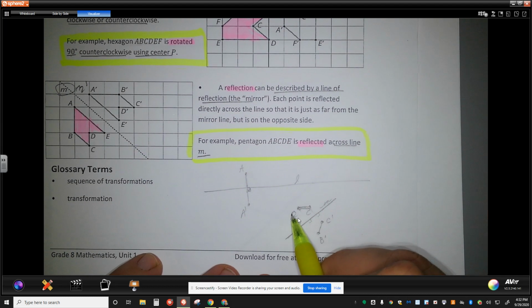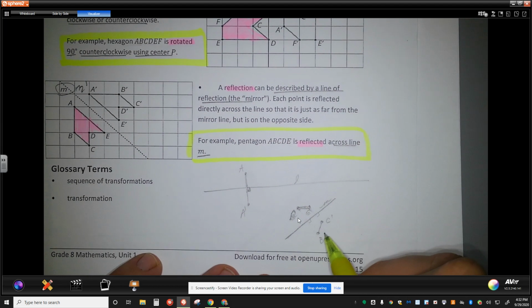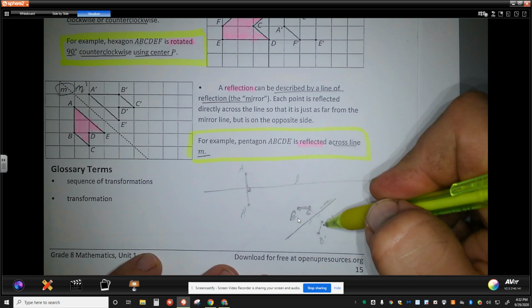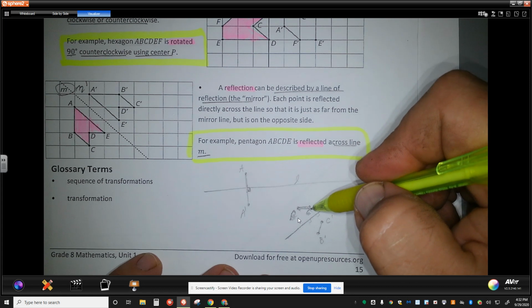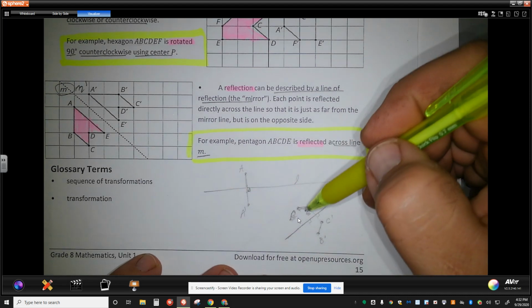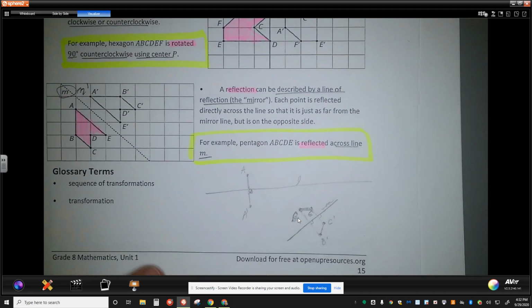When we look at this one, we have segment BC that's reflected across line M. We see C is here and C prime is here, and we can draw, if you'll notice, just a very light little sketch. I need to think about or imagine that segment between the two being intersected by line M at a 90-degree angle. Likewise with B and B prime.